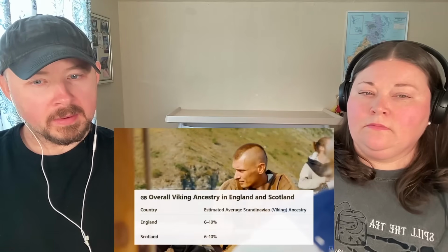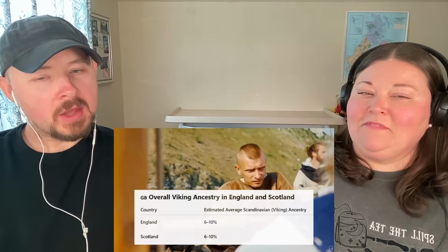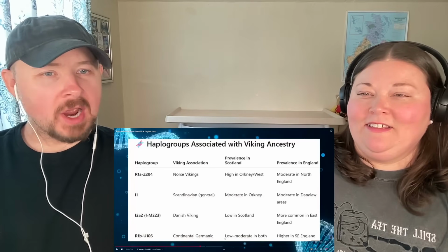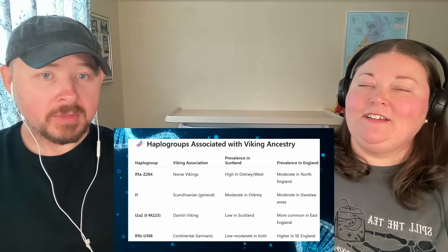With this being said, the overall impact of the Vikings on Scotland and England was probably quite similar, at around 6 to 10%. Almost the same. That's honestly kind of surprising. I thought it would be much higher the more north you go. Scotland, yeah, honestly, I did.